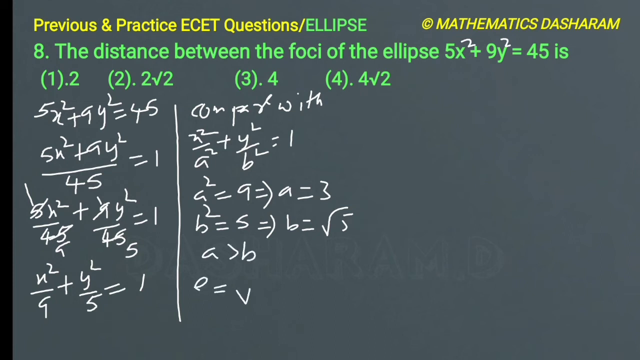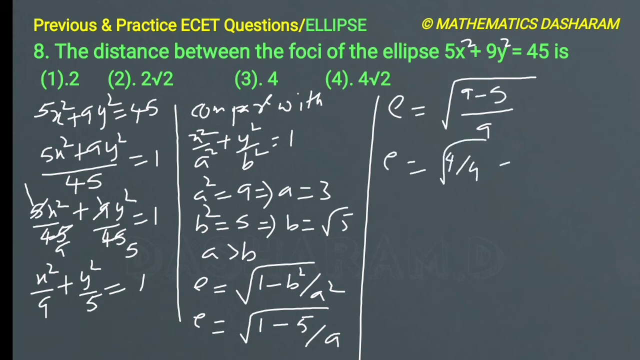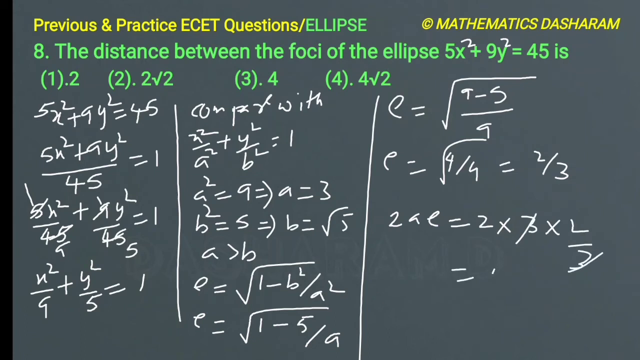Then the eccentricity formula is under root 1 minus b square divided by a square. e equals under root 1 minus b square 5, a square 9. So then e equals under root, here the LCM is 9, 9 minus 5. So 9 minus 5, 4 by 9 under root. So it equals 2 by 3. Then the distance between the foci formula is 2ae. So 2 into a value 3, e value 2 by 3. So then 3 cancel, 2 twos are 4. Then option 3 is correct.